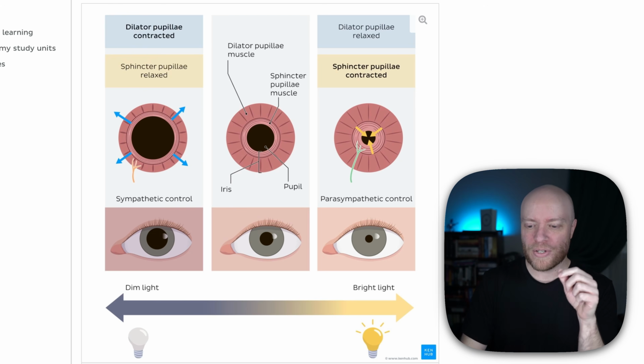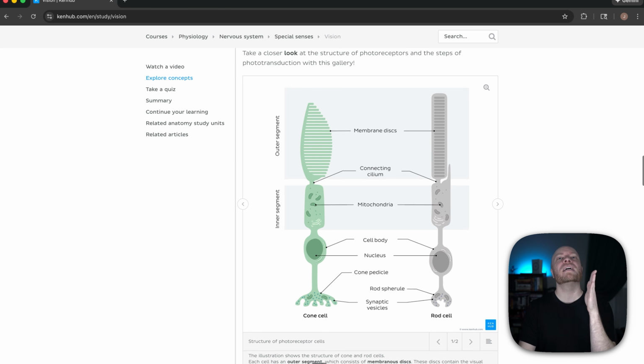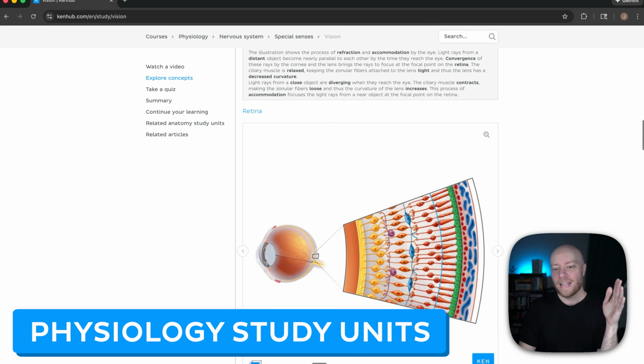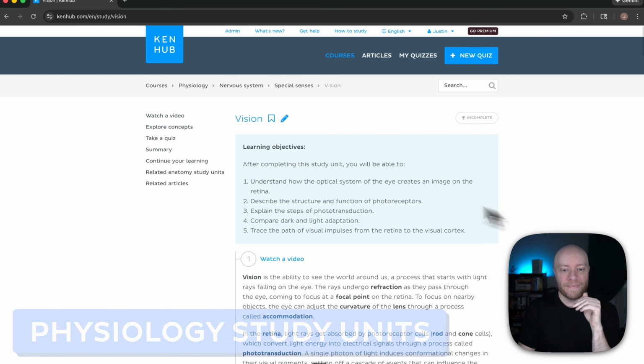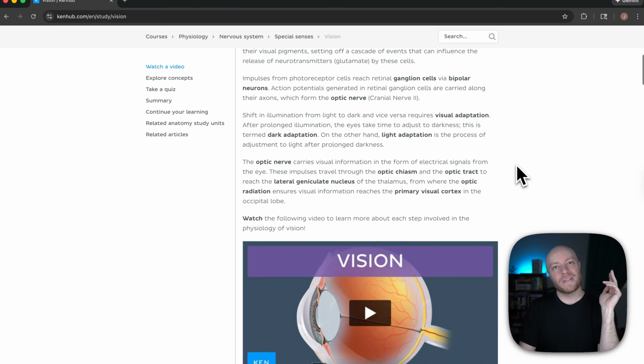And to answer this question, we are going to be using one of Kenhub's brand new physiology study units. This is all about vision. This thing is dense. You are going to want to check this out.